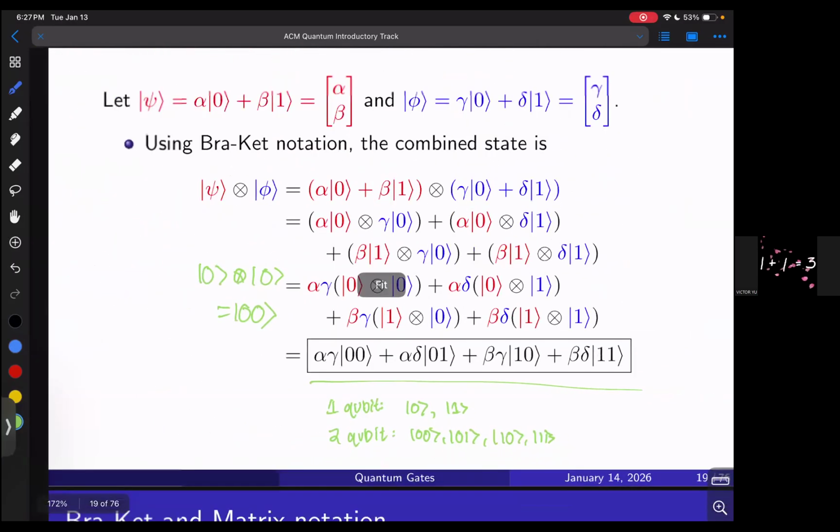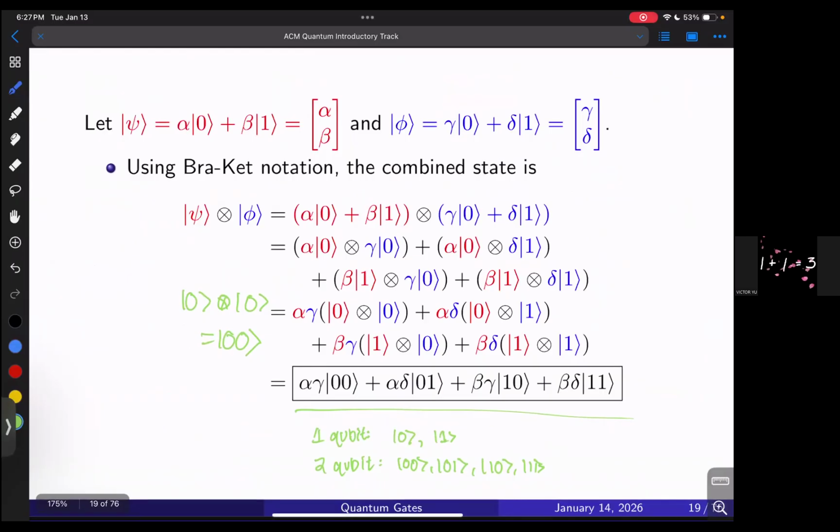And then for n qubits, how many states do you think you have? N squared? Close, not quite. 2 to the n. So it's really good, right? Because with each qubit you add, the number of states doubles.